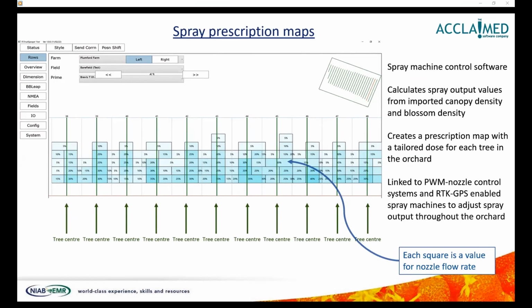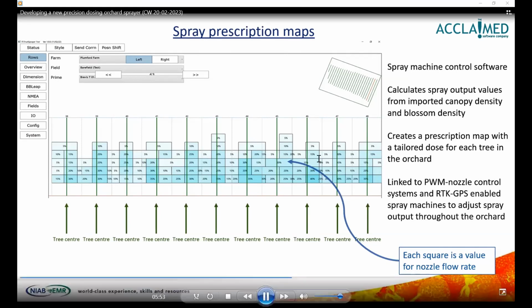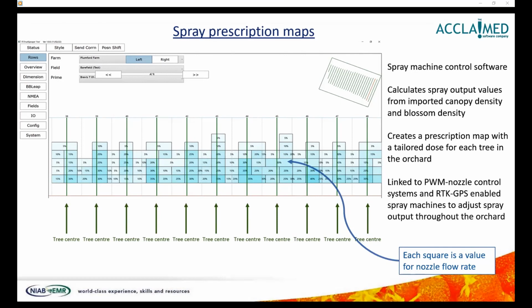These maps can be fed into PWM nozzle controllers on the spray machine so that the nozzle flow rates are adjusted according to the map as the spray machine moves through the orchard. The graphic you can see here shows a visual representation of a prescription map for a single row of trees. Each of the squares in the grid has a value for the nozzle flow rate at that particular point along the tree row. And you can see that each tree and its sections of canopy have different spray values, all calculated according to, in this particular example, canopy density.